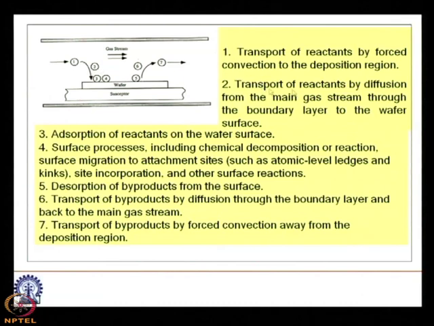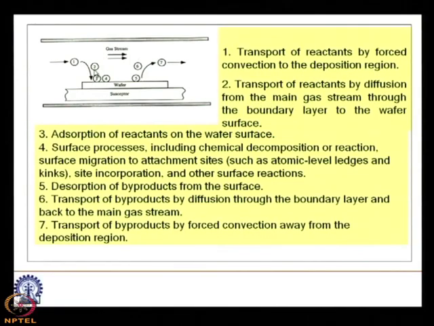Then number 2 is the transport of reactants by diffusion from the main gas stream. Main gas stream means hydrogen plus silane. From the main gas stream, diffusion of what? Diffusion of silane on the silicon surface. So, diffusion from the main gas stream through the boundary layer to the wafer surface. Okay. Then adsorption, that means the molecules or the atoms are resting on the surface of the wafer.